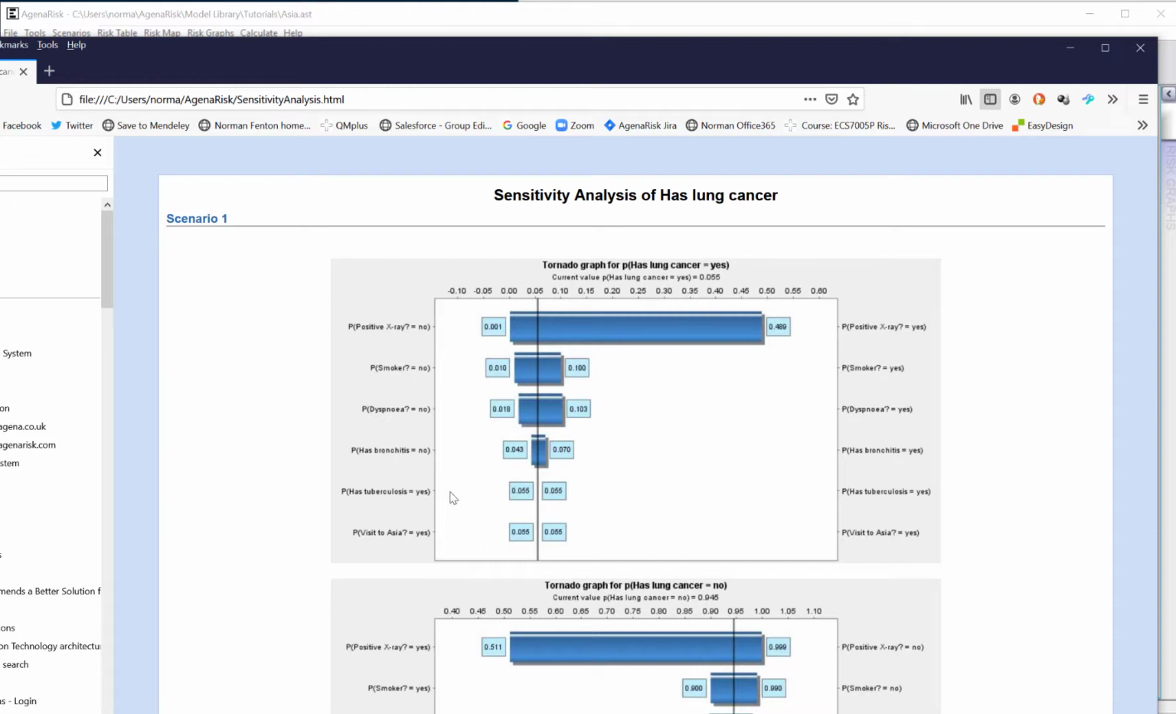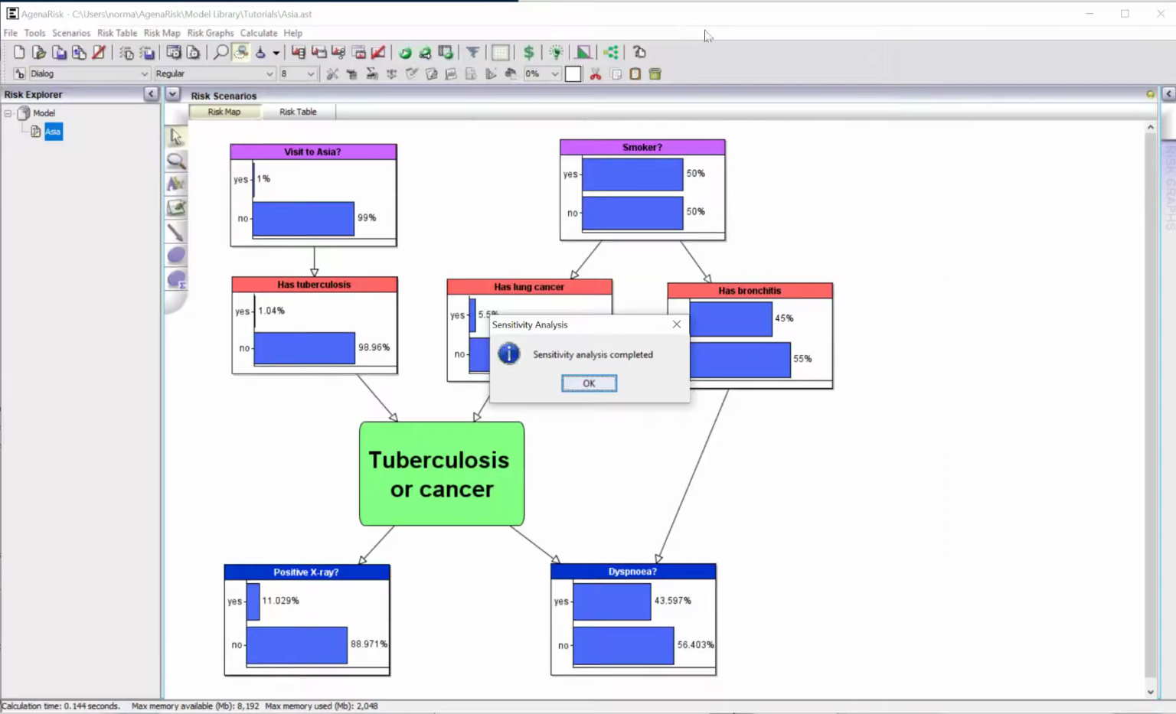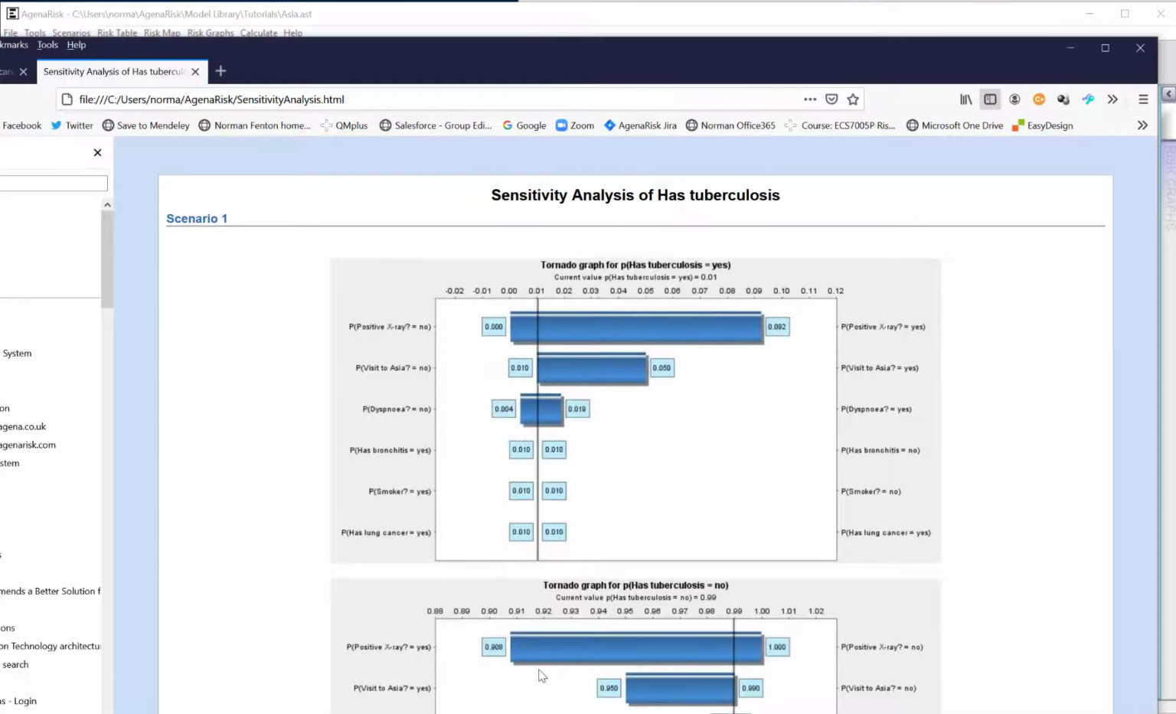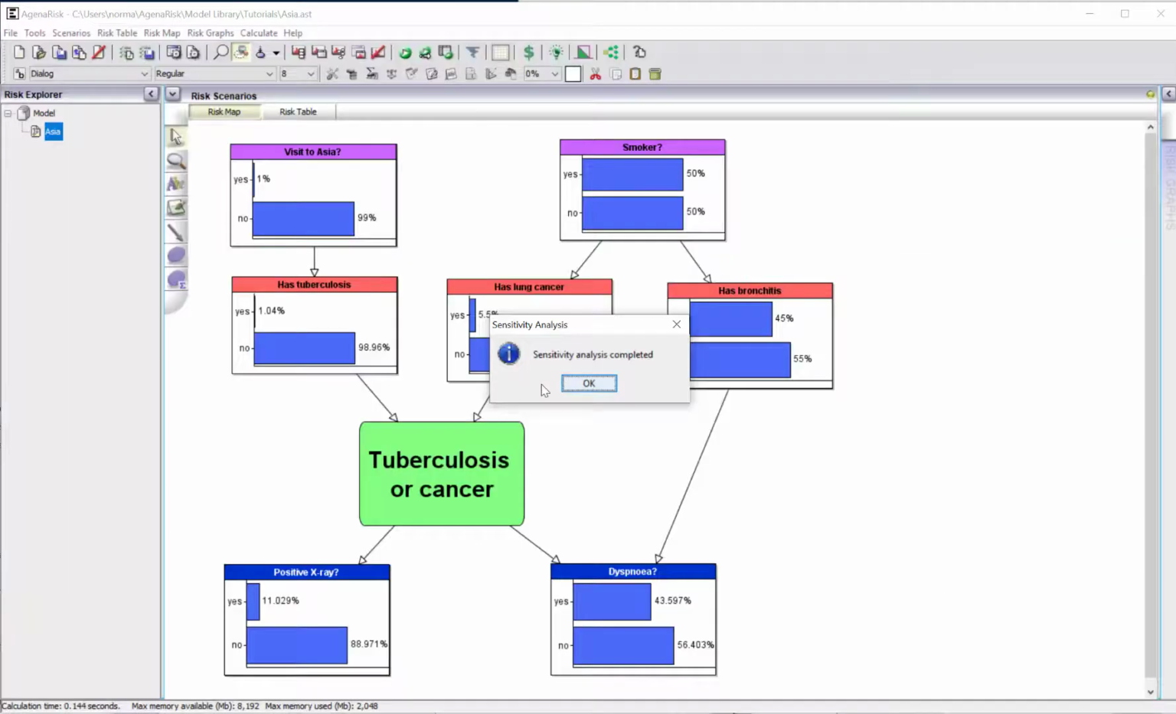So the positive X-ray has the most impact on probability of lung cancer being yes. Visit to Asia is almost irrelevant in terms of sensitivity for lung cancer. Let's now compare that in the case where we run the sensitivity analyzer for tuberculosis as the target node. Do the same thing again, run the model, and now positive X-ray is still important for that, but the visit to Asia now becomes the second most important node in terms of sensitivity analysis.